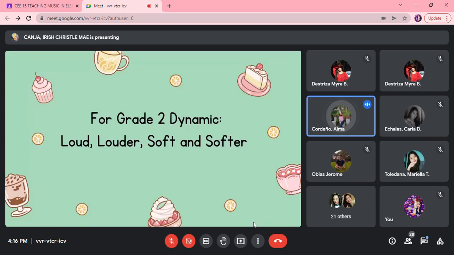Sorry, for grade 2 dynamics, loud and louder and softer. So in real life, music that is performed very soft, or pianissimo, will be almost a whisper, whereas music performed very loud, or fortissimo, will be music that is defining and loud, as loud as possible for an instrument or ensemble as a whole.